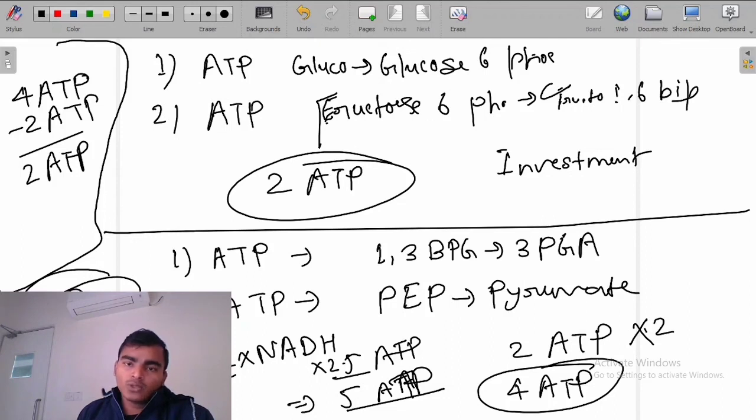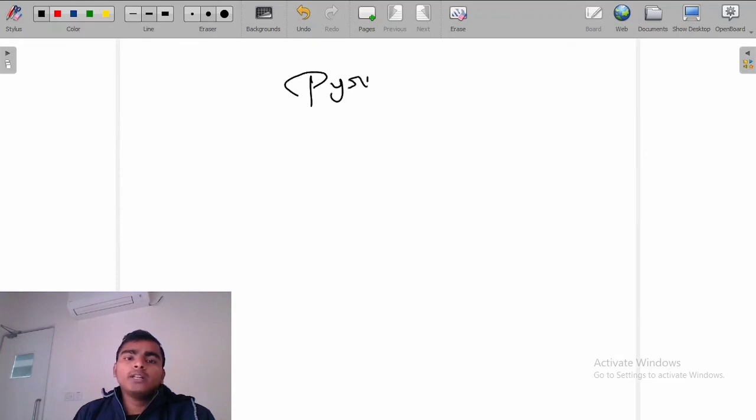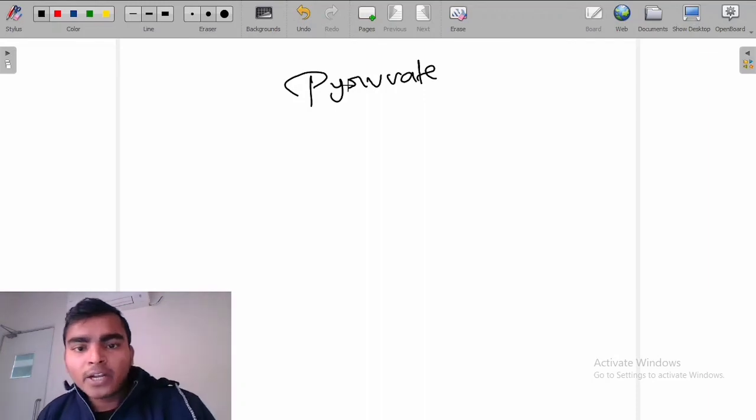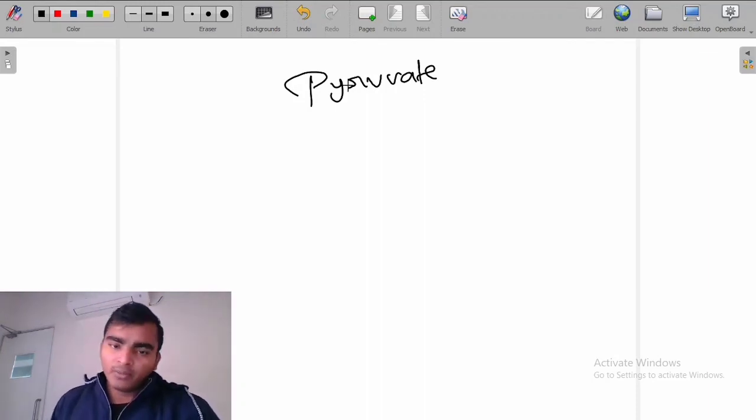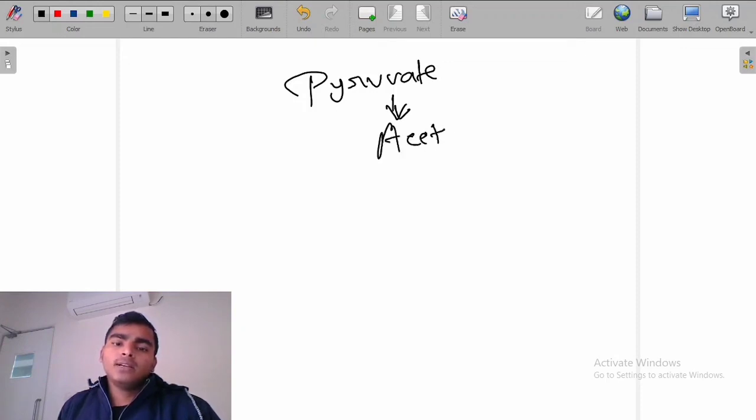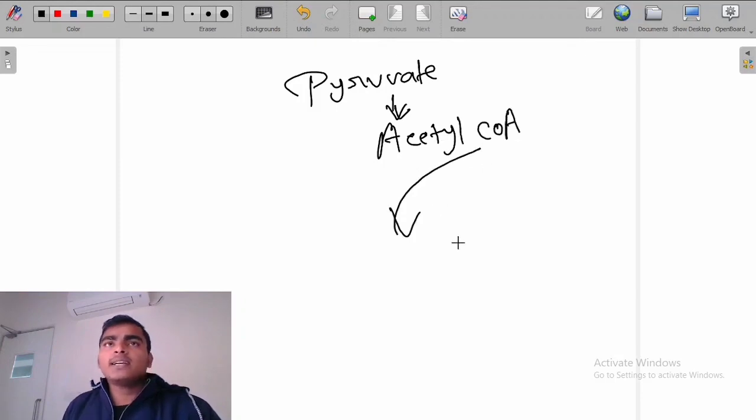Is this the only thing we were looking at in glycolysis? No. Another thing which is also present here is pyruvate. Pyruvate is what we were looking for in glycolysis, because the main importance of glycolysis is the pyruvate molecule. Once the glucose molecule is converted into pyruvate, it will be converted into acetyl coenzyme A. Acetyl coenzyme A will enter the TCA cycle, Krebs cycle, or citric acid cycle to create more NADH, FADH2 and ATP molecules.